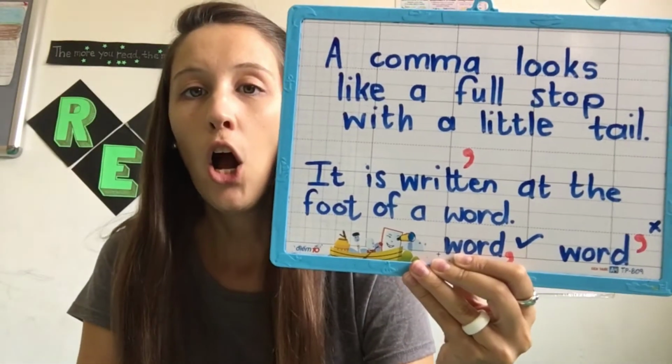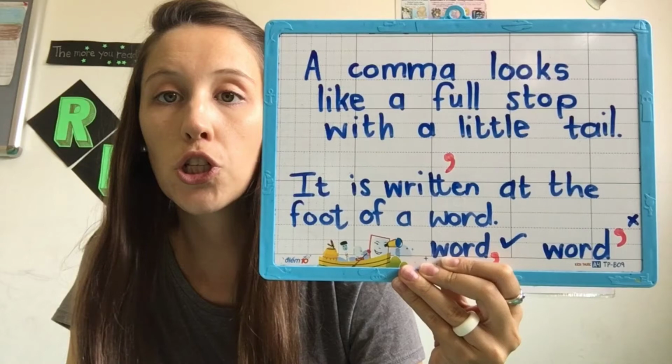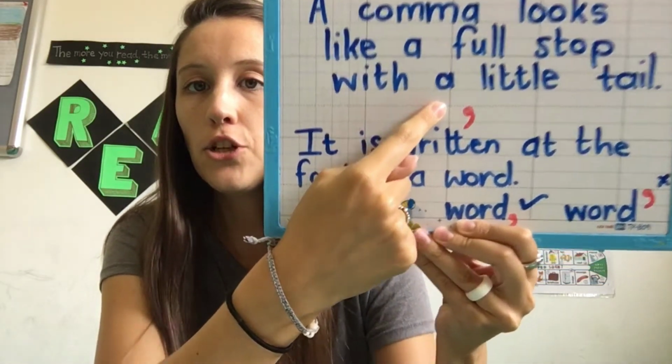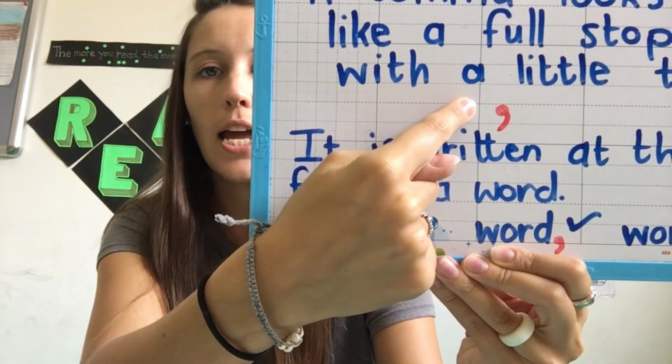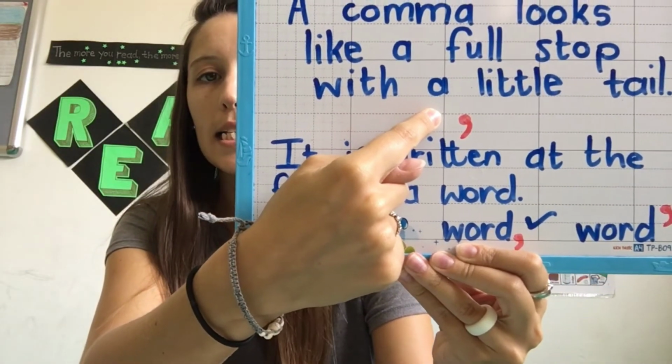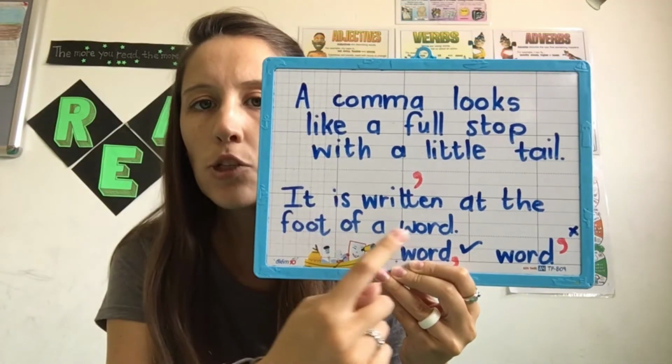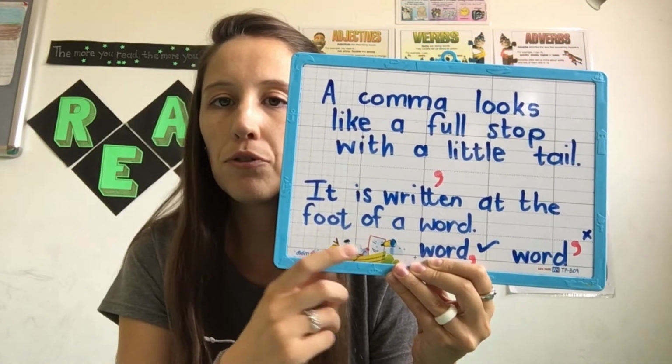Before we start, we have to remind ourselves what a comma is. A comma looks like a full stop, but with a tail. And here in red, you can see the comma that I have drawn. It is like a full stop with a little tail, and it is written at the foot of a word.